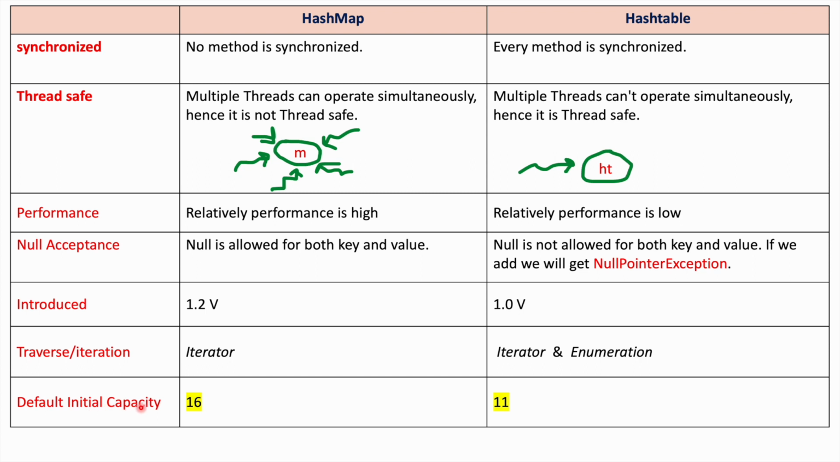The default initial capacity for HashMap is 16, and the default initial capacity for Hashtable is 11. When you create a HashMap object using the default constructor, the default capacity is 16. If we create a Hashtable using the default constructor, the default capacity is 11. So these are all the main differences between HashMap and Hashtable. This is all about this video. Thanks for watching.